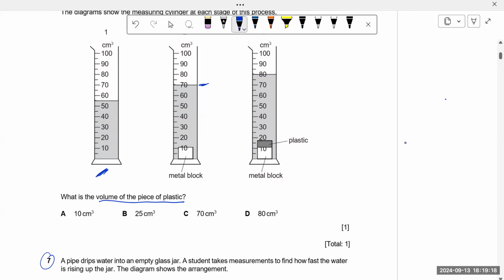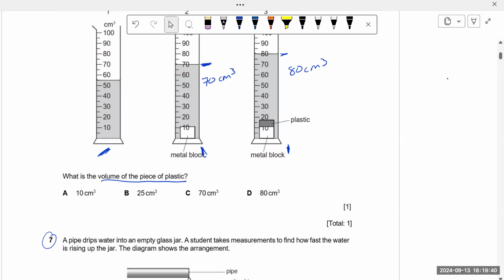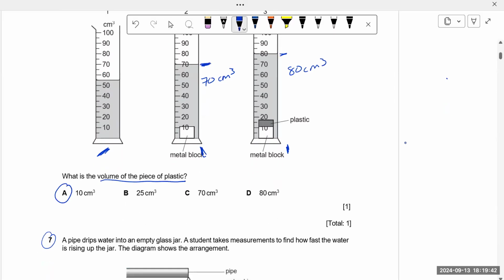So what can I do to find out? ما بين السلندر ده وده ما بين الستيج دي ودي فرق بس البيس of plastic. So I just need to subtract this volume from this volume. Okay, so how much is this volume? It's 70 centimeter cubed and this volume it's 80 centimeter cubed. So the difference is 10. يبقى the answer is A.